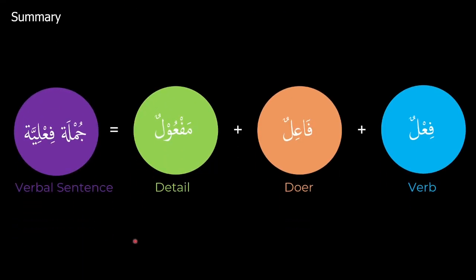And here we have the summary. So to create a verbal sentence, jumla fi'liya, you need a fi'il, fa'il, and a maf'ul. Maf'ul isn't always needed, it's dependent on the fi'il. And we know that the fa'il can be inside the fi'il, or it can be an outside doer, and if it's an outside doer, it needs to meet the three requirements. It comes after a fi'il, must match the fi'il in gender, and it must be in a state of rafa, and the maf'ul is always going to be in a state of nasab.